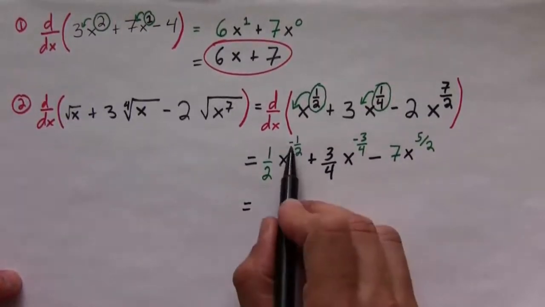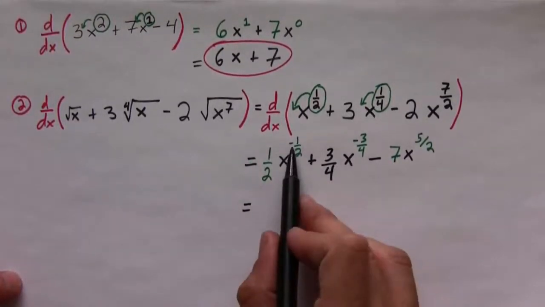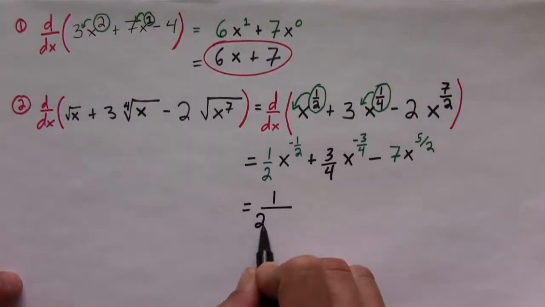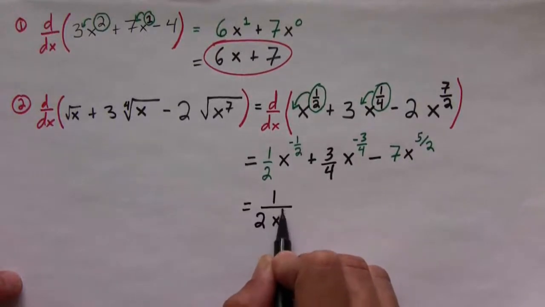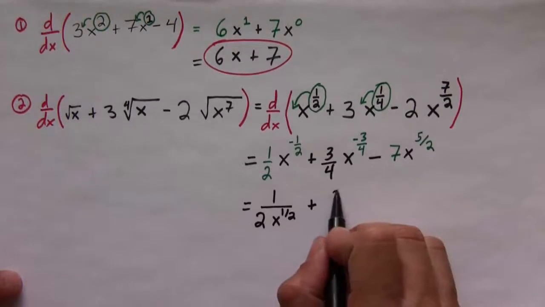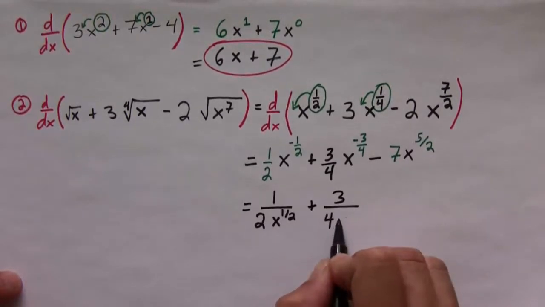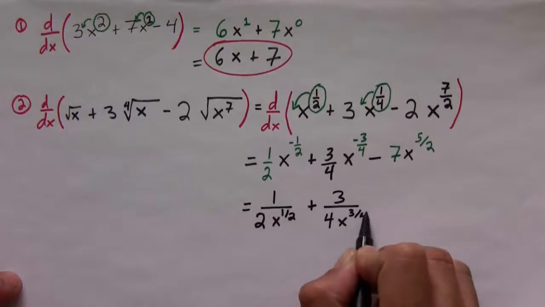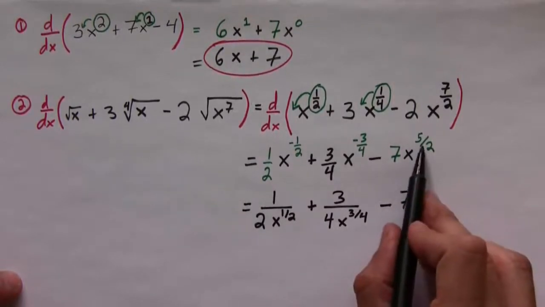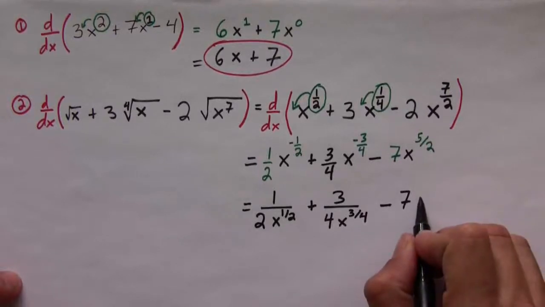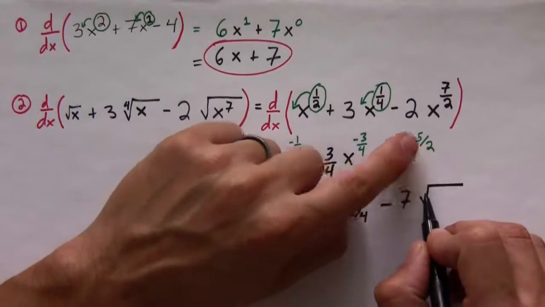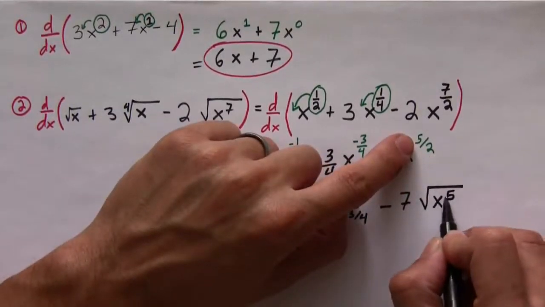Okay, and then here we have the negative exponents, so we're going to move the negative exponents down. So this is going to be 1/2 x to the 1/2 plus 3/4 x to the 3/4 minus 7. Might as well just get this one done with. I'm going to turn this one into a root. So as a root, this is going to be square root and then x to the 5th inside.